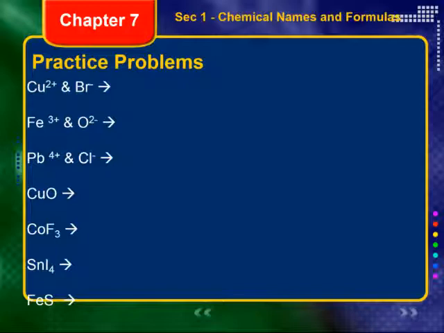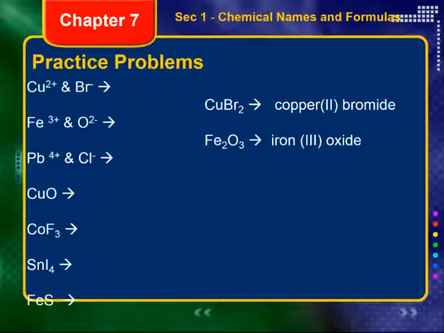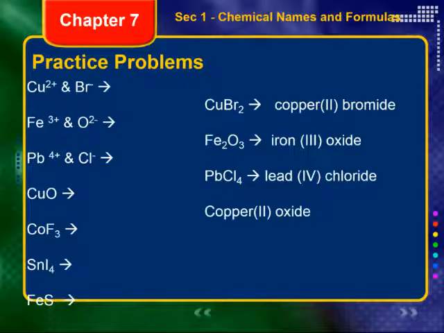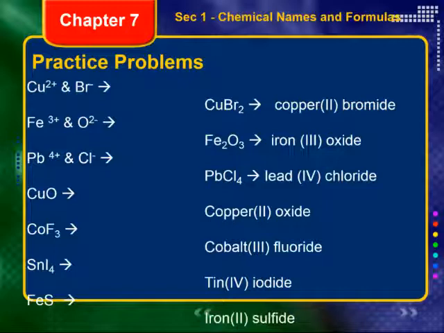All right, let's see how we did. Copper 2 and bromide: copper 2 bromide. Iron 3 and oxide combine to form iron 3 oxide. Lead 4 and chloride combine to form lead 4 chloride. CuO is going to be copper 2 oxide. CoF3, Co is cobalt, right? That's not carbon, it's cobalt. And fluoride, I should say, is going to form cobalt 3 fluoride. Tin and iodide are going to be tin 4 iodide. And then iron and sulfur, this one's going to be iron 2 sulfide.